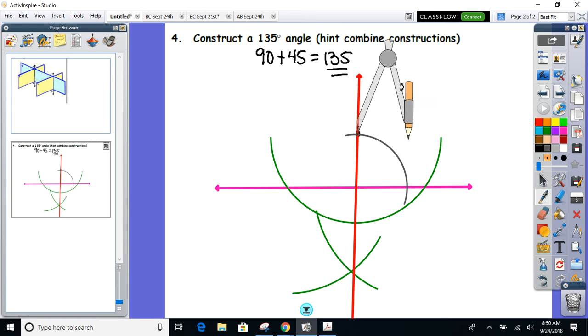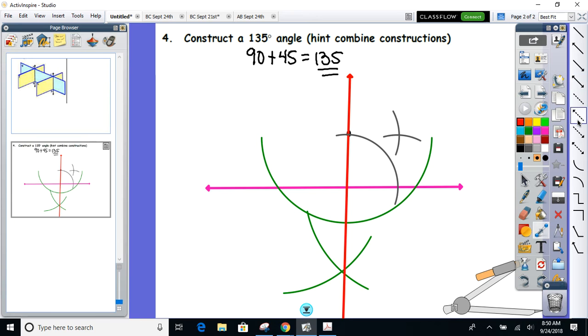This is almost like the fireworks. Make an arc, go to the other point of intersection. Make an arc. A lot of arcs. Leave them on your page. That's how I'm going to grade them tomorrow. Leave them on your page. Put that one in orange.